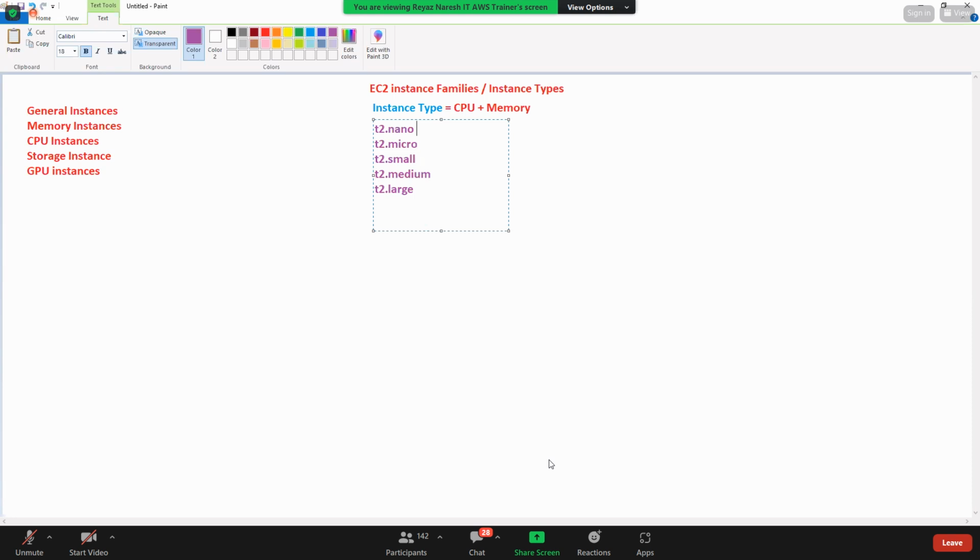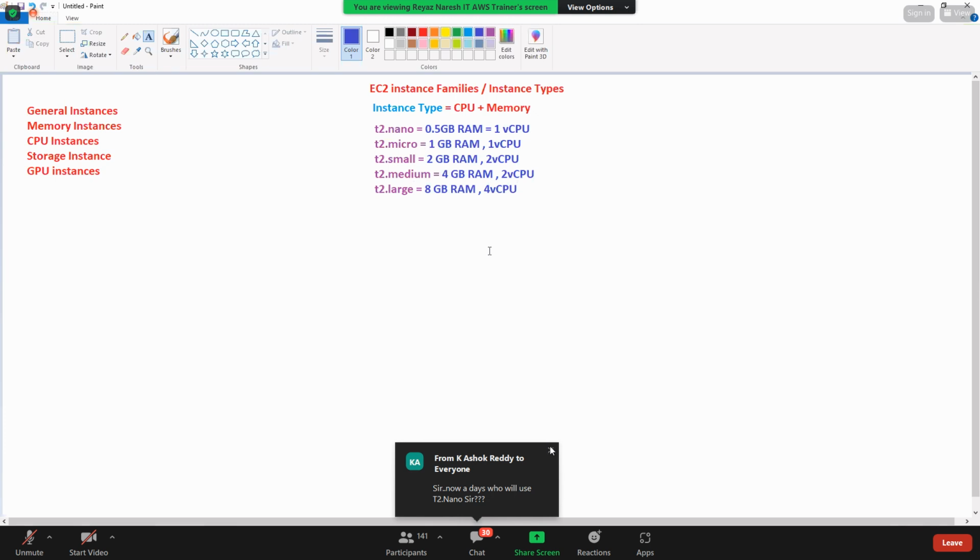T2 Nano will come with the combination of 0.5 GB RAM plus 1 virtual CPU. T2 Micro will come with the combination of 1 GB RAM and 1 virtual CPU. T2 Small, 2 GB RAM, 2 CPUs. T2 Medium, 4 GB RAM, 2 CPUs. And T2 Large, 8 GB RAM with 4 CPUs. Like this.